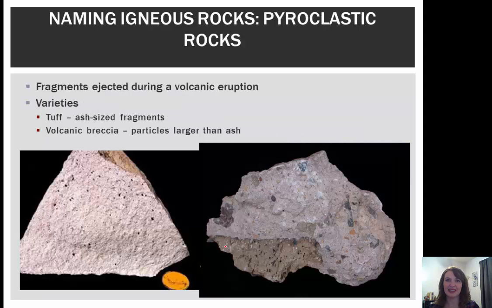All right. Next are our pyroclastic rocks. So these are fragments that were ejected during a volcanic eruption. Some of our different varieties: we have tuff, which is ash-sized fragments. We have volcanic breccia, which are particles that are larger than ash. So this sample right here, that is our tuff, while sample B over here, that is our volcanic breccia.